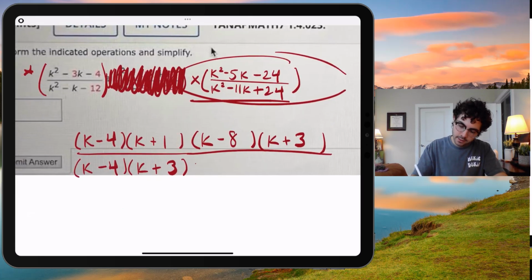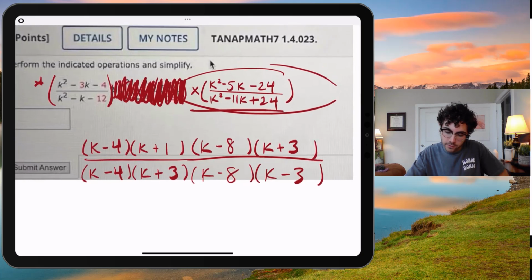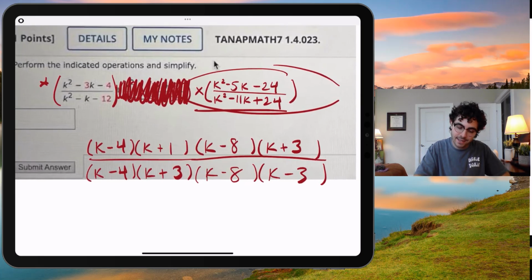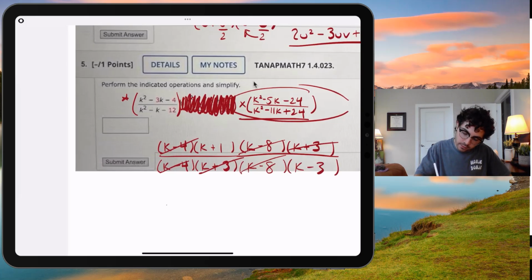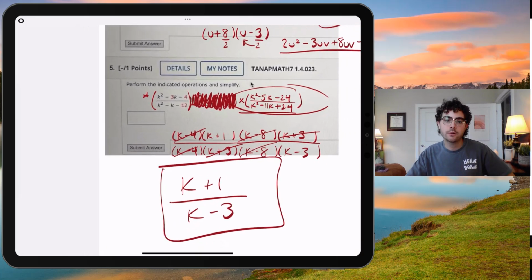Then below that, we should have very similar, actually. We'll have k minus 8 and k minus 3, so that they multiply to positive 24 but add to negative 11. Okay, now that was the hard part. Now the fun part is just canceling anything out that shows up on top and bottom. K minus 4s, k minus 8s, k plus 3s. What are we left with? K plus 1 over k minus 3. And we are done. That's all there is to it.